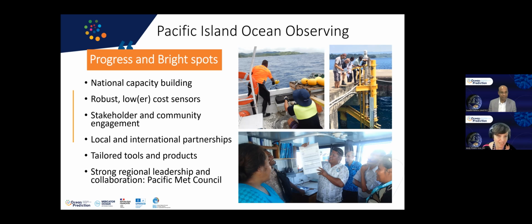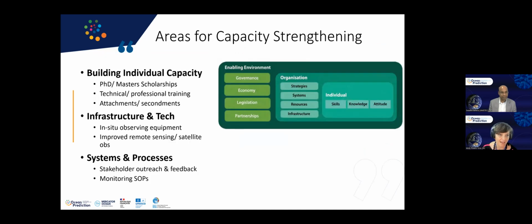We have local and international partnerships that we're building, tailored tools and products, and strong regional leadership and collaboration, particularly across the Pacific Meteorological Council. These are some of the areas that we see there can be more capacity strengthening, particularly in our region.